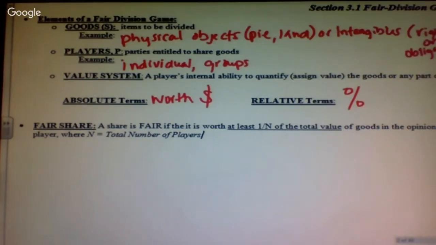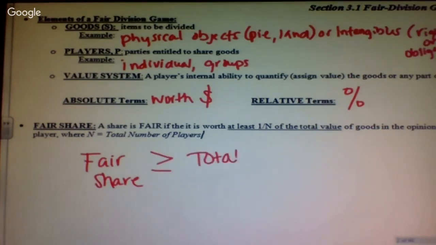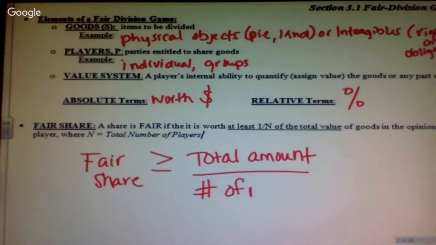In these games, everybody should get what they consider to be a fair share. In order to find your fair share, your value should be greater than or equal to your total amount of goods divided by the number of players.